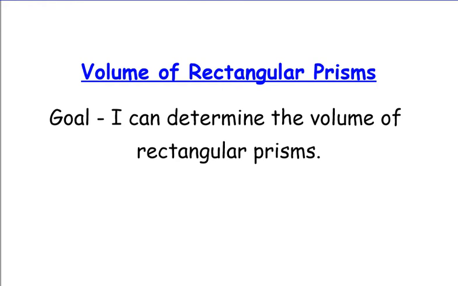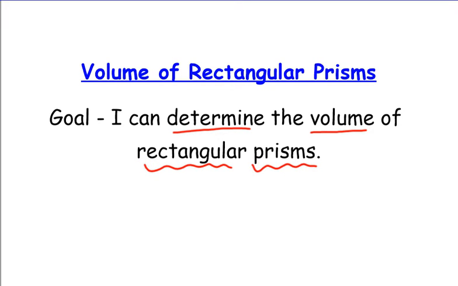Alright, so now that we've talked about three-dimensional shapes, and we've gotten a good introduction to them, we're going to start with some calculations. So for the past couple of weeks, we've been dealing with area and perimeter, but now that we're moving into three-dimensional shapes, we're going to talk about volume. So your goal for today is: I can determine the volume of rectangular prisms.